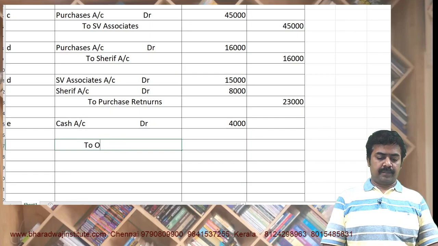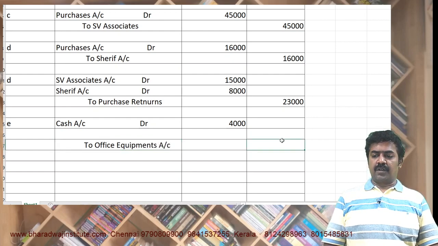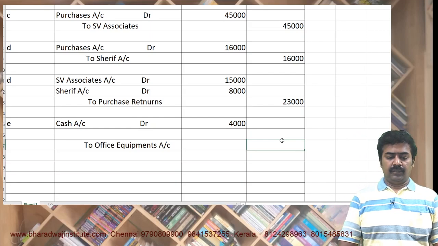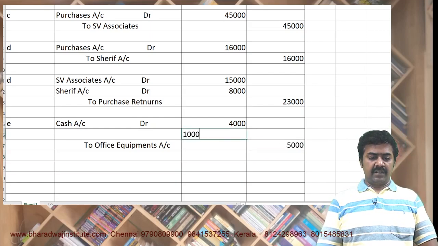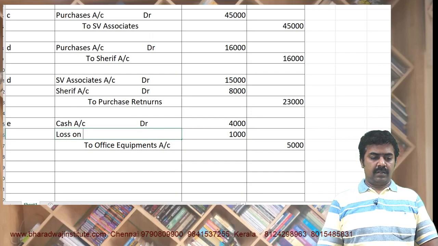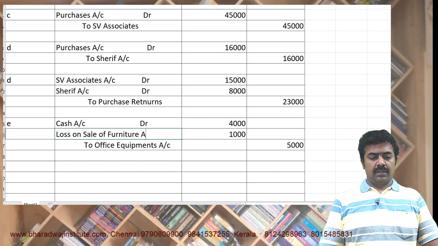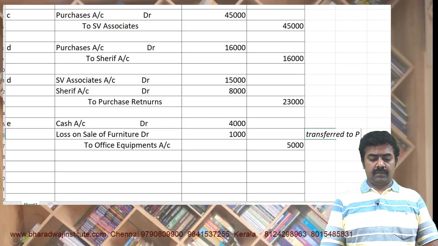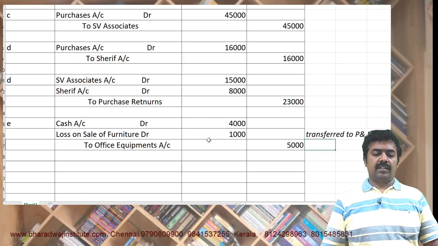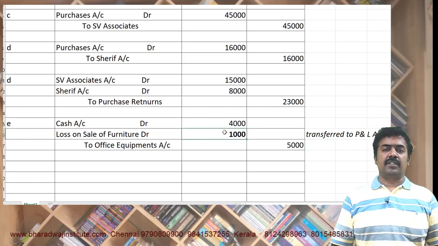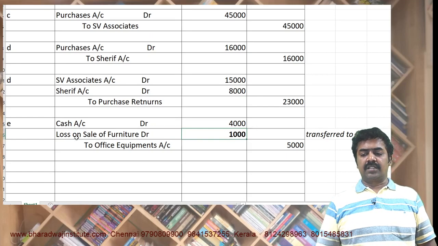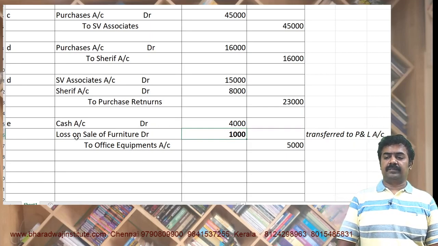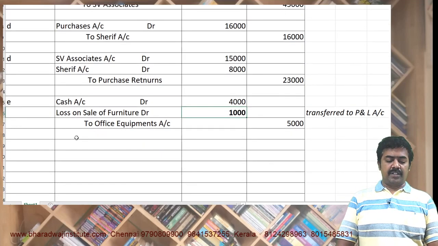Office equipments. To office equipments account, 5,000. The balancing figure is loss on furniture account debtor. This will later be transferred to P&L account. Clear? The loss on sale of furniture. We are selling furniture worth 5,000 for 4,000. The loss on sale will be transferred to P&L account. Sold household furniture. Next one, you just go through.